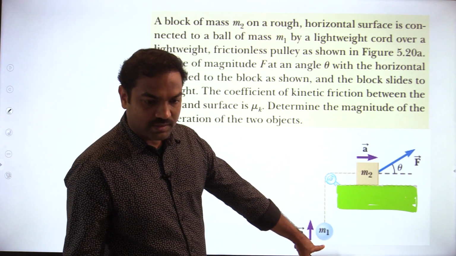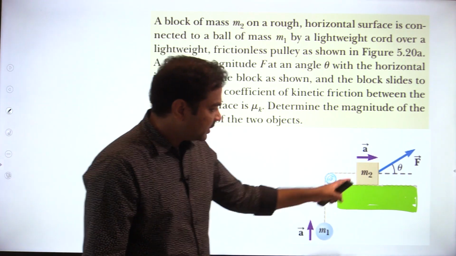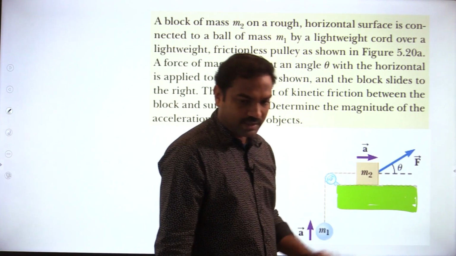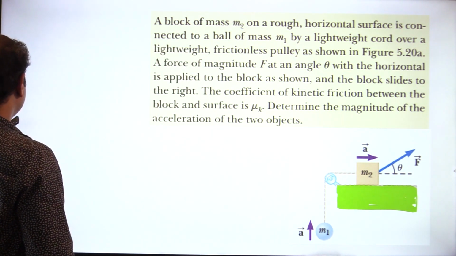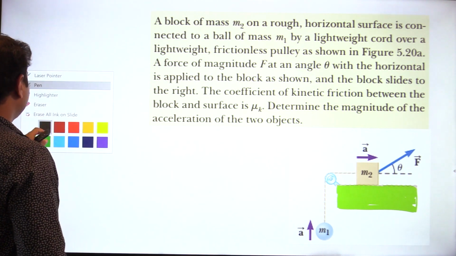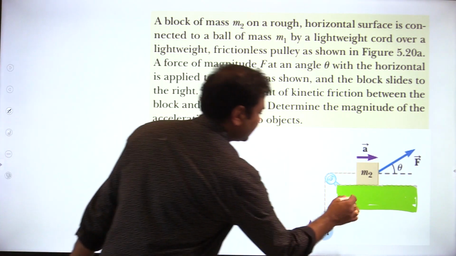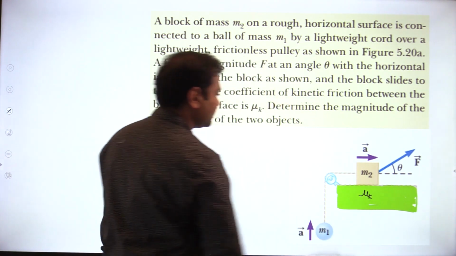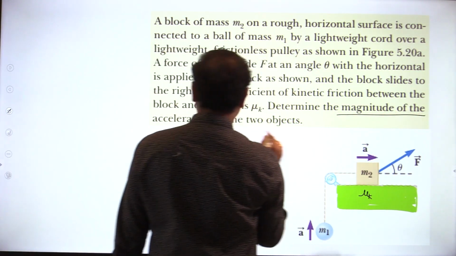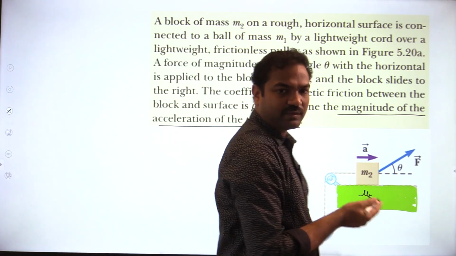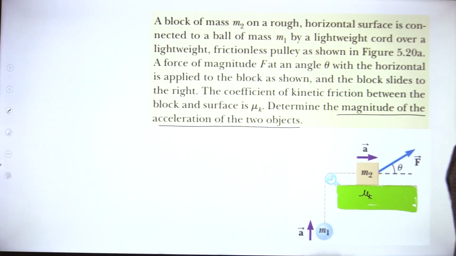So there is one mass m1, the other mass is m2. We are applying the force F at an angle theta. And what is the coefficient of friction between the block and the surface? The coefficient of friction between block and surface is mu k, or you can write mu, anything. I have given mu k. Find the magnitude of acceleration of the two objects, any one of the objects. Both will have the same acceleration. There are two blocks connected by a string and there is a pulley.